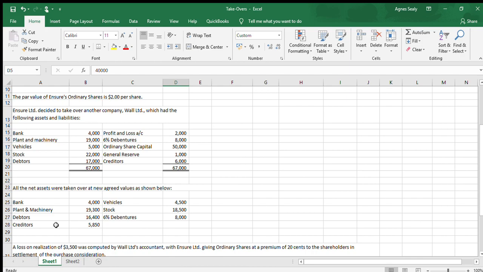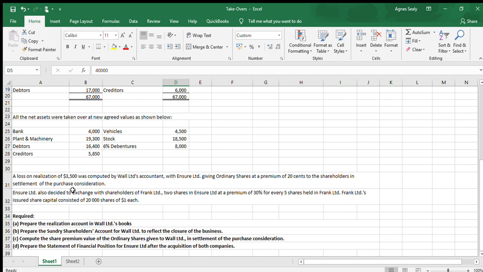So bank is the same $4,000, plant and machinery $19,300, debtors $16,400, creditors $5,850, vehicles $4,500, stock $18,500, and debentures $8,000. The question goes on to say a loss on realization of $3,500 was computed by Wall Limited's accountant, with Insure Limited giving ordinary shares at a premium of 20 cents to the shareholder in settlement of the purchase consideration. So that is what Insure Limited did.